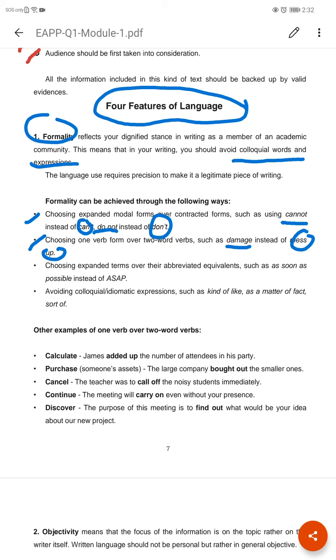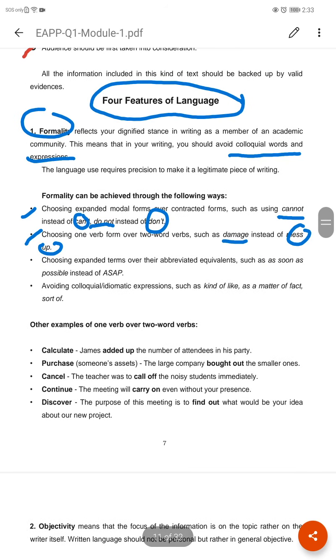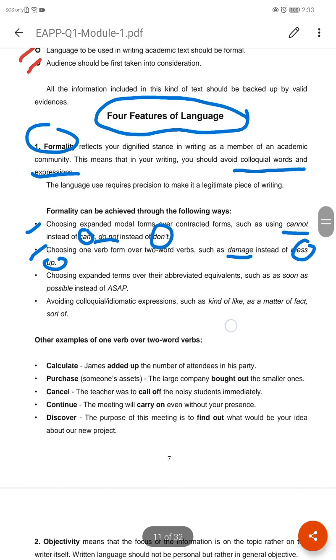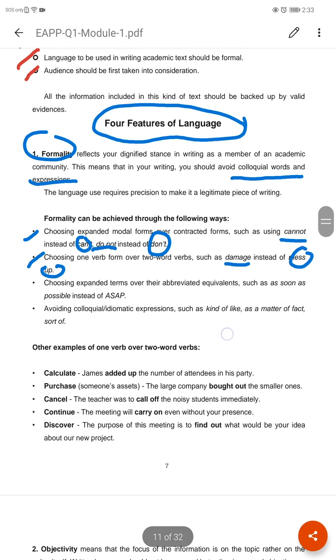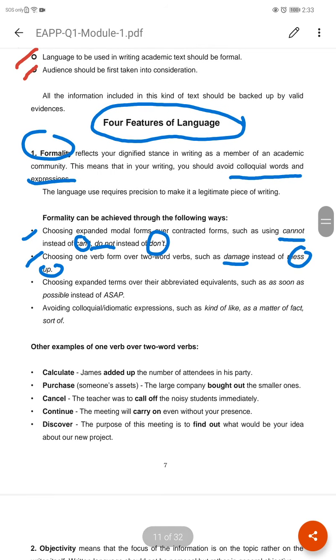And then you choose the one verb form. For example, instead of using mess up, you could use damage. Or instead of using calm down, you could use settle. So that's one way of achieving formality.